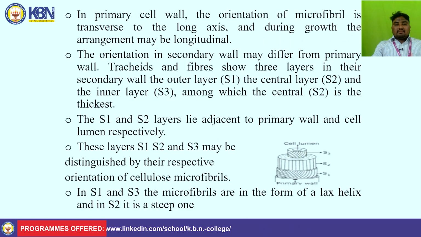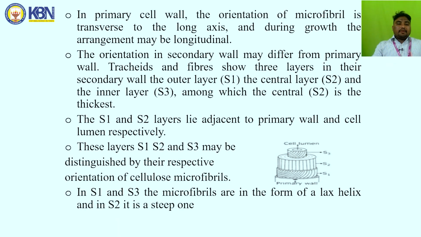In the primary cell wall, the orientation of the microfibrils is transverse to the long axis, and during growth the arrangement may be longitudinal. The orientation in the secondary wall may differ from the primary wall. Tracheids and fibers show three layers in their secondary wall: the outer layer, the central layer, and the inner layer, among which the central is the thickest.